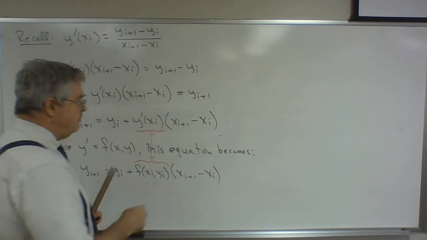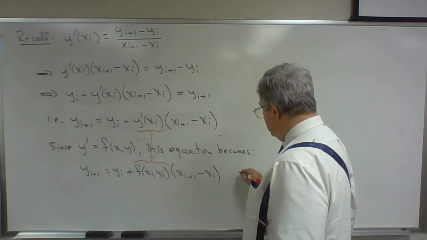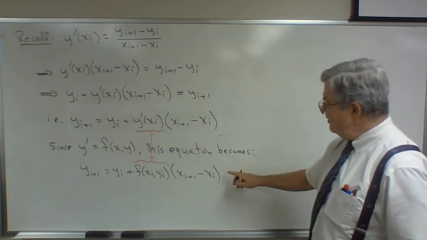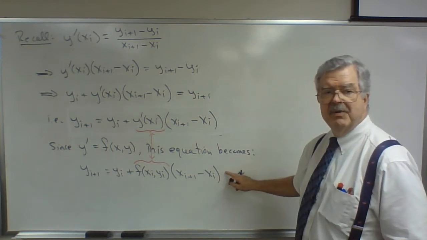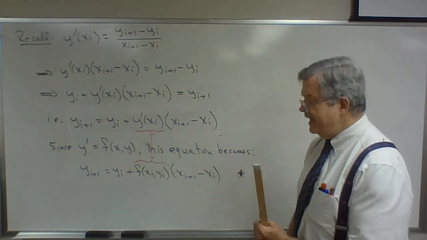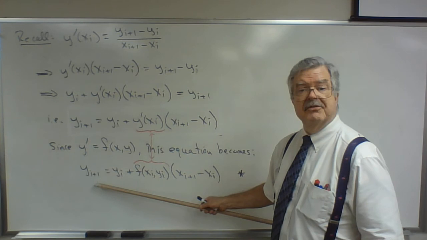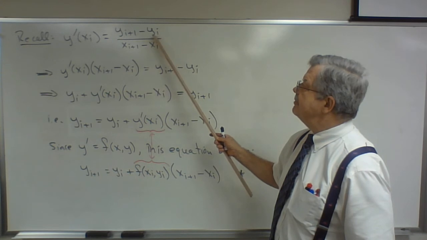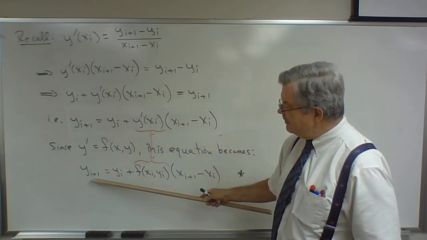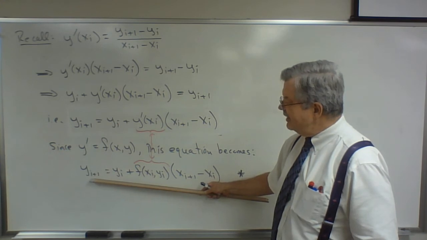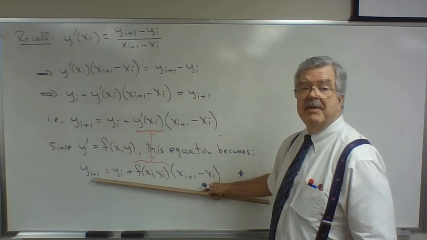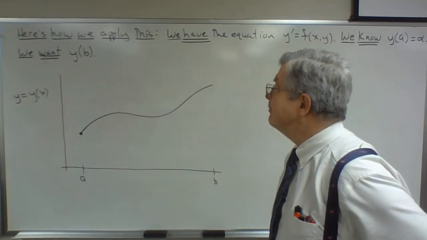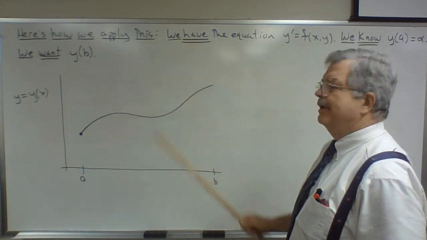And let's just keep this for a moment. There's one more revision I'm going to make on this, but for right now, this is the form of our equation that we're going to use to approximate successive values of y. Given that we know y sub i, we're going to use this equation to generate successive values of y sub i plus 1. So here's how we apply all of this.